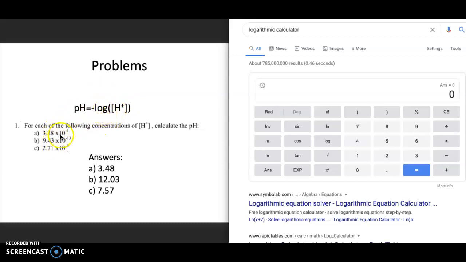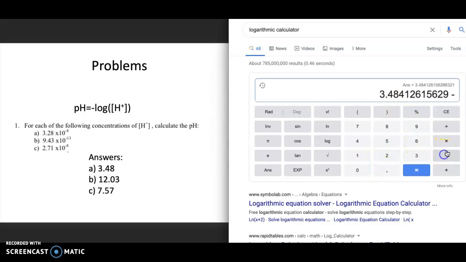The big thing here is the times 10. I have to use the EE key for that, or EXP, or I have to be really careful about how I plug it in. So here I'm going to go negative log, and then I'm typing in 3.28 times 10 to the negative 4. The times 10 is the EXP key, or E, and then negative 4, enter it, equals 3.48. Two decimal places is fine.